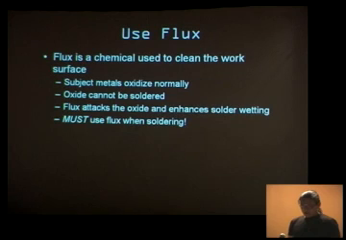The other advice I have for people who want to solder is to use flux. Flux is a chemical that's used to clean the work surface. When you heat it, it attacks the surface. It removes the oxide, makes it a lot easier. It's like magic, right?